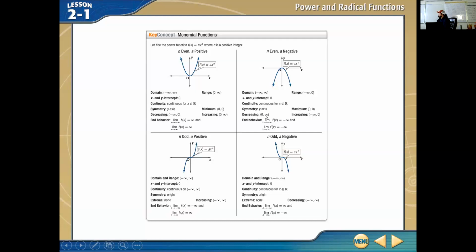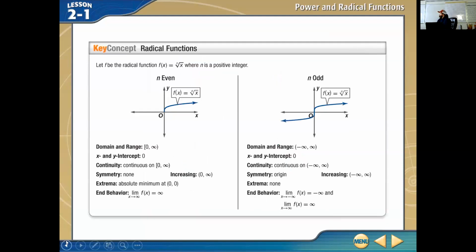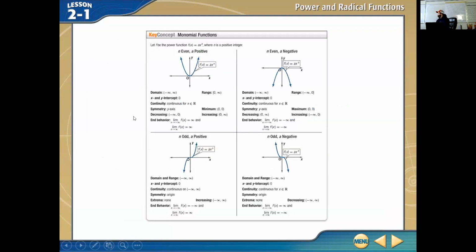But here is where you get your first difference when you're talking about increasing and decreasing. So as you move from left to right, our graph is increasing, and then it hits 0, our extremal point, and then it's decreasing.